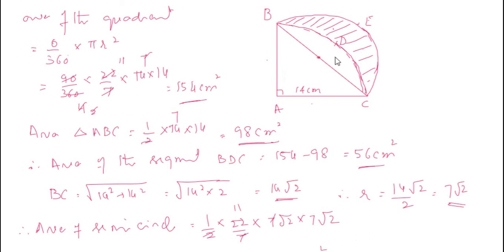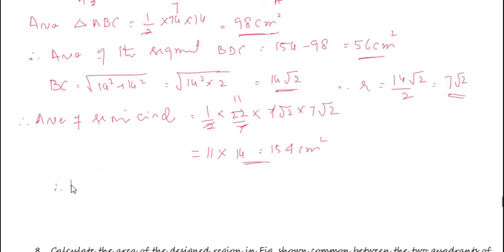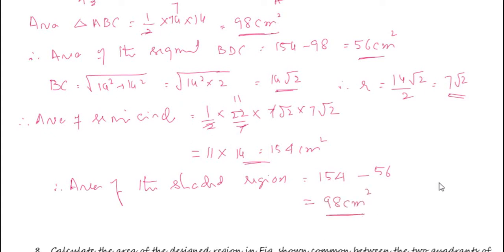Area of this segment is 56. So area of the shaded region is, therefore, area of the shaded region is equal to area of the semicircle, that is 154 centimeter square, minus area of the segment, that is 56. So if you subtract this one, you get 98 centimeter square, that is the area of the shaded region.